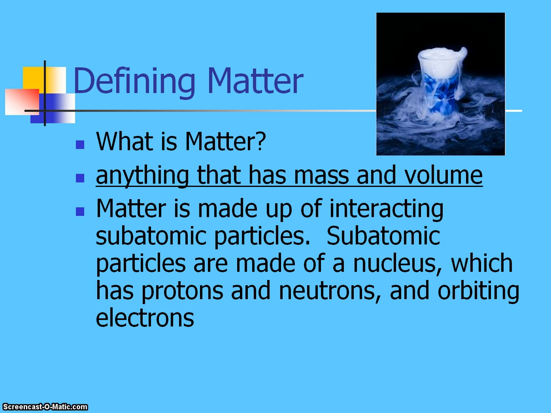Okay, defining matter. What is matter? Anything that has mass and volume is matter. So everything around you, from what you can touch, from what you can bump into, all your interactions with the things around you, that is matter. Matter is made up of interacting subatomic particles. All atoms are made up of subatomic particles. You may have heard of these before. They're made of a nucleus, which has protons and neutrons, and they have orbiting electrons. So matter is the interaction with all these protons, neutrons, and electrons. The definition you're going to get down for matter will be anything that has mass and volume.